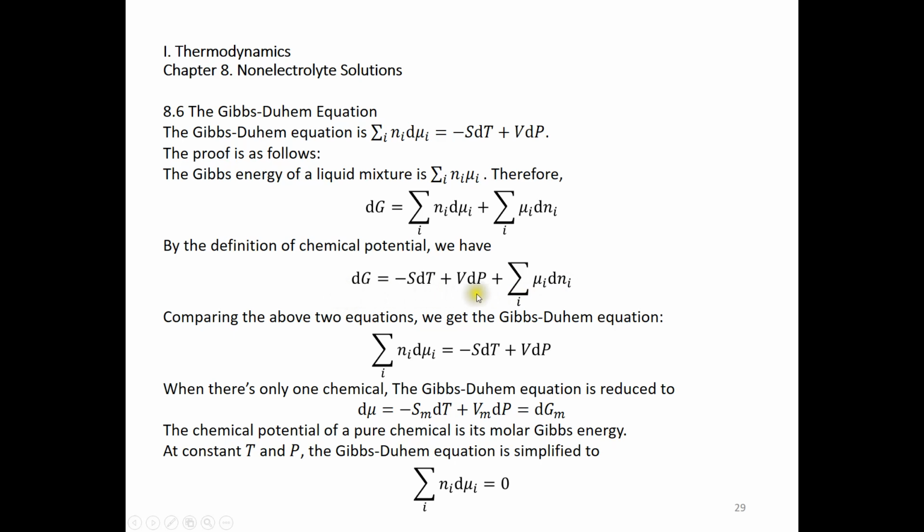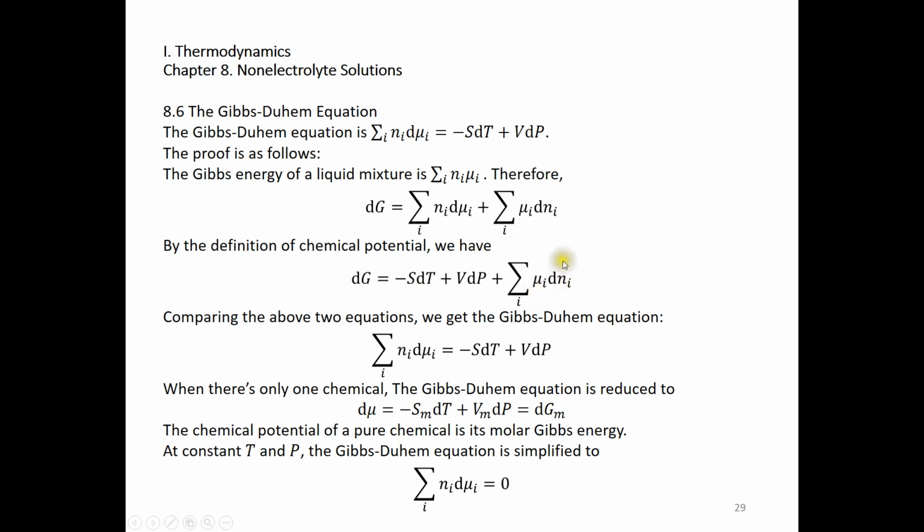We can integrate this equation under a specified temperature and pressure. In that case, since dT is 0 and dP is also 0, the integral of dG is equal to the integral of the sum of mu i dNi under the given temperature and pressure condition. On the left hand side, you get delta G. On the right hand side, you have the integral of mu i dNi.